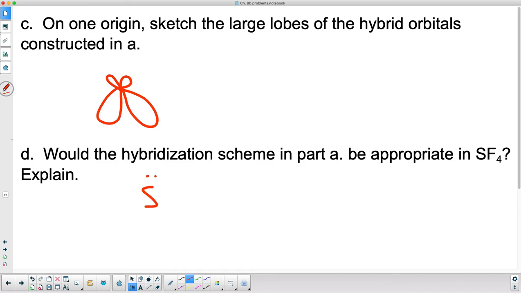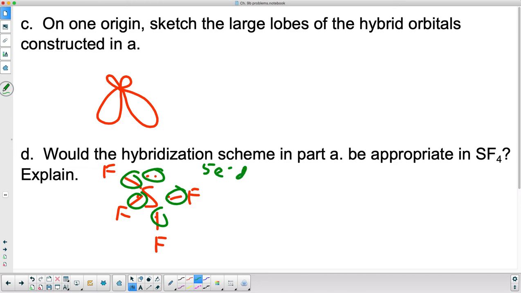So what's happening in SF4? Well, in SF4, we start off like this. We see that we can bond two of the F's like that, but then what I have to do is break up these two paired and bond two like that. That means now I have 1, 2, 3, 4, 5 electron domains. Okay, 5 electron domains is trigonal bipyramidal.